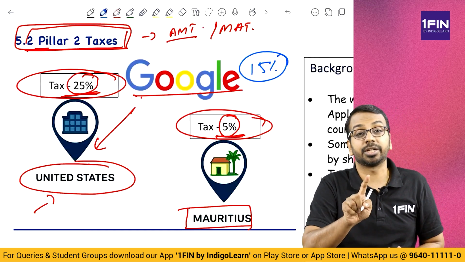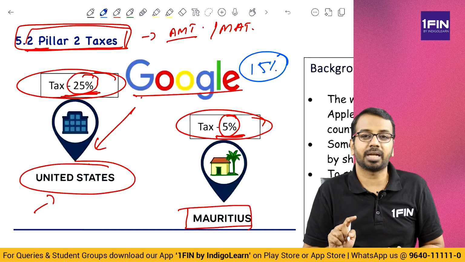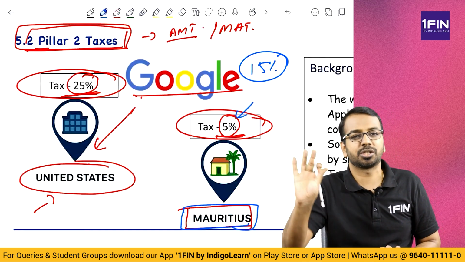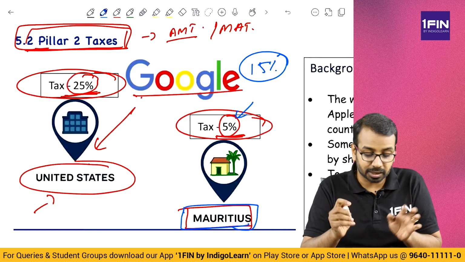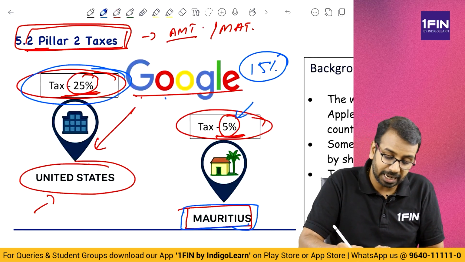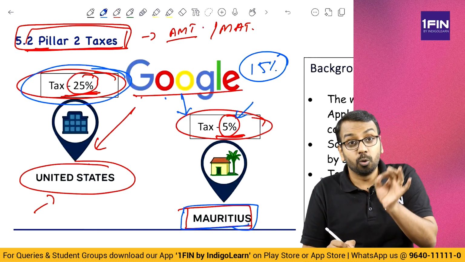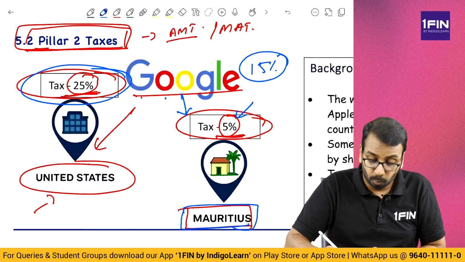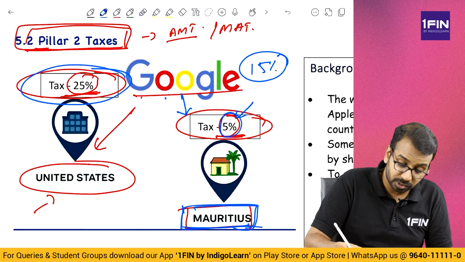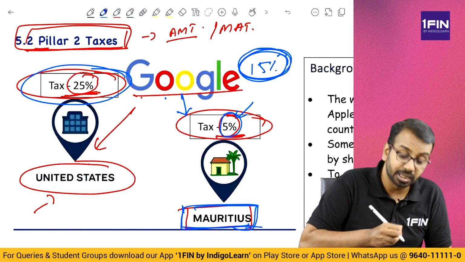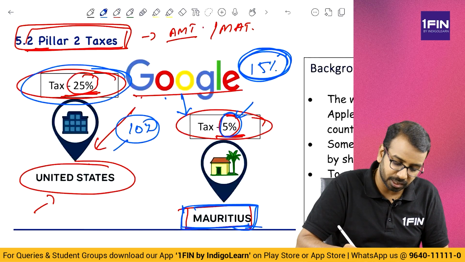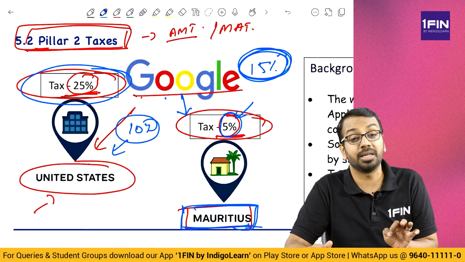Minimum tax of 15%. So what this Pillar 2 tax says is, you have a company in Mauritius, no problem, you are paying 5% tax as per Mauritius government's rule. We don't have any problem with that. But if I am looking at Google as a group, because Google has a subsidiary in Mauritius, I see that the Mauritius subsidiary is paying only 5% tax. So what the US government will say is, boss, your effective tax rate should be 15%. You are paying only 5% in Mauritius. Balance 10% you pay in the United States.